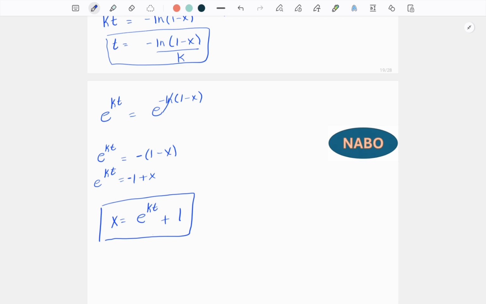So that's it for this video. We discussed how conversion works in a batch reactor. For the next video, we'll see how the conversion affects the CSTR reactor. That's it for now.